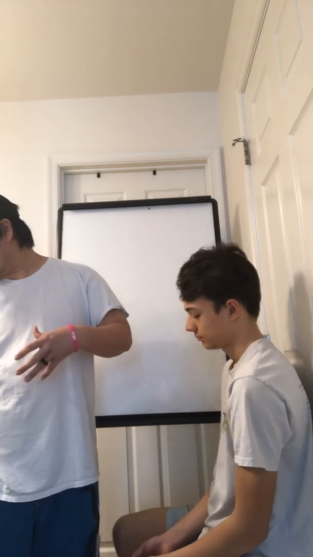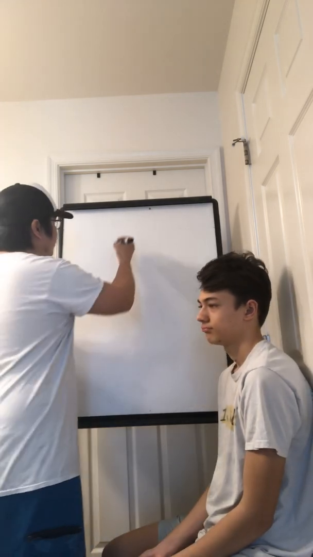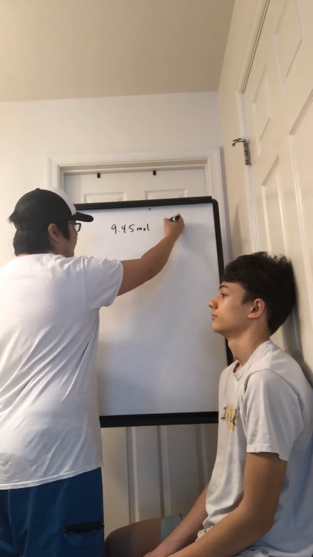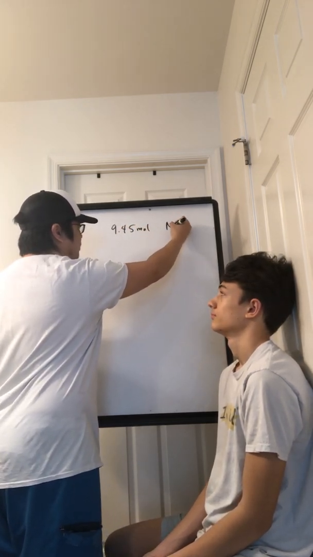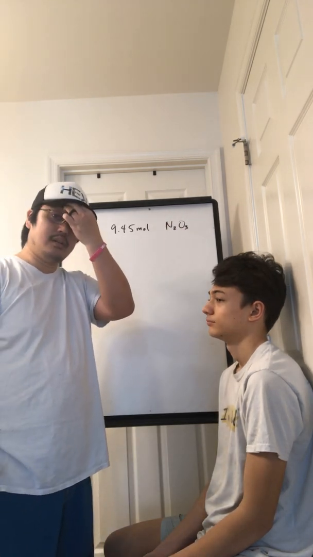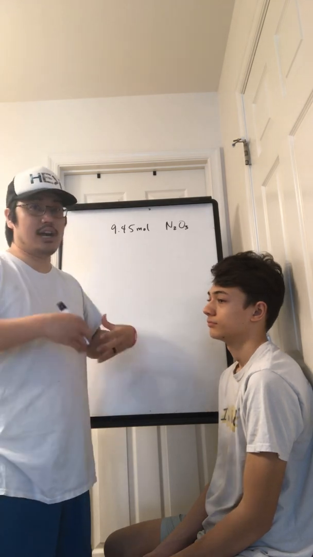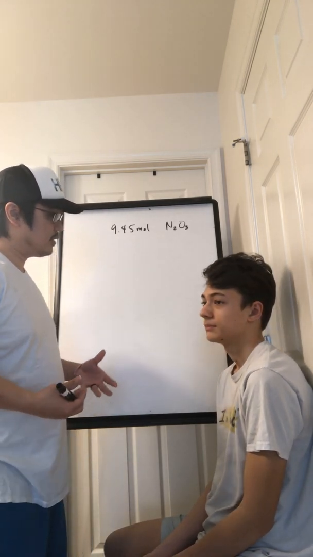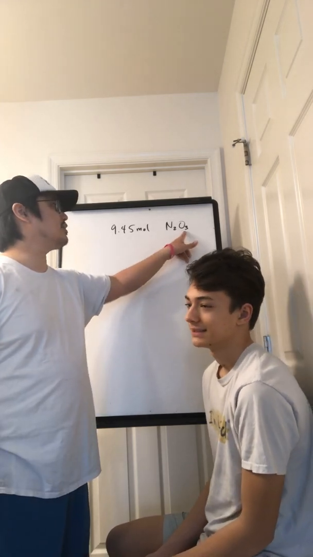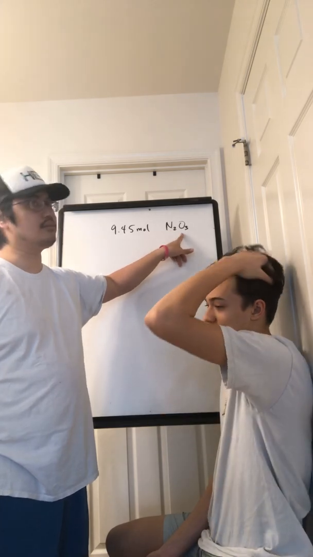So what we're going to do is say, all right, we have 9.45 moles of dinitrogen trioxide. So that would be, I think it's N2O3. And I skipped the chapter on nomenclature, but essentially dinitrogen, di means two. Tri means three. So dinitrogen trioxide is 2 N's and 3 O's.